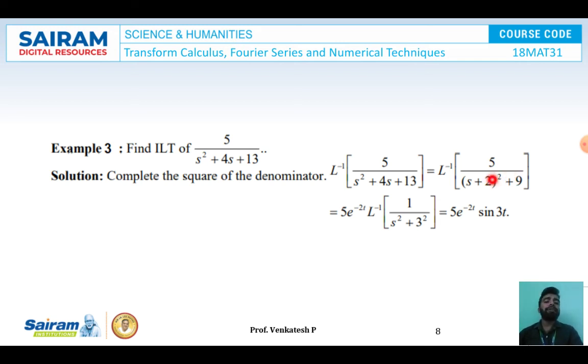The same thing is here. So now I am going to apply Laplace inverse for this one. So we will be getting 5 into e power minus 2t into Laplace inverse of 1 by s square plus 3 square. This is because of the shifting property. And we got finally 5 into e power minus 2t. This is for sine 3t. We got sine 3t here.